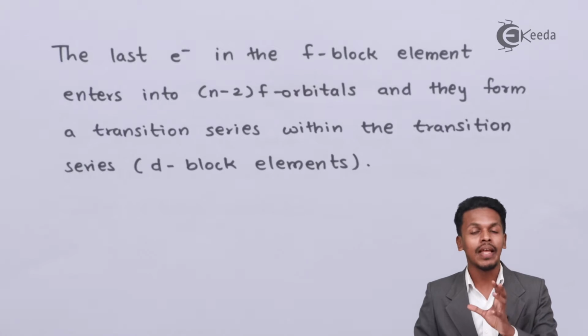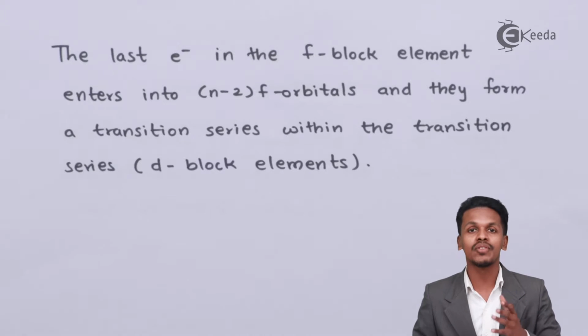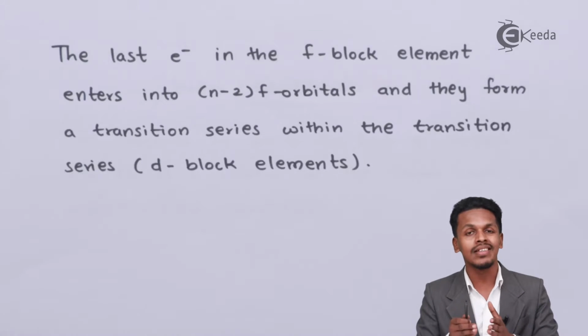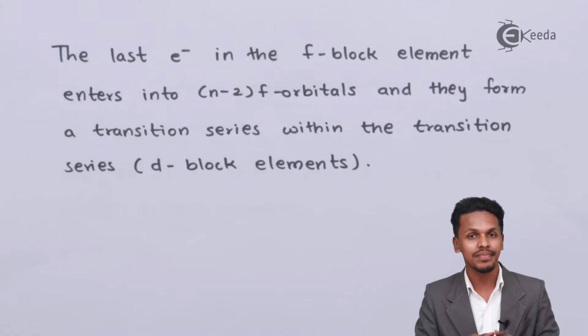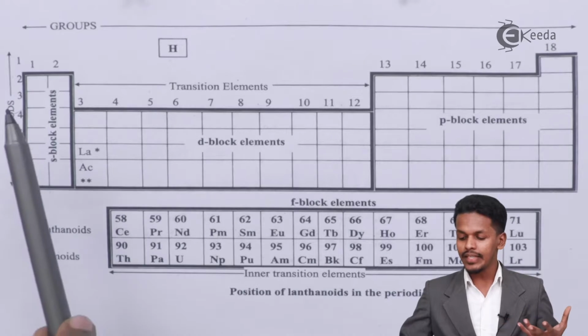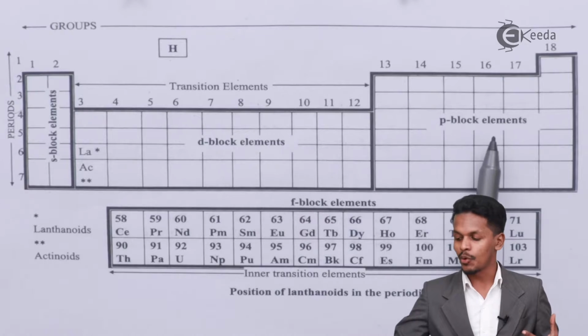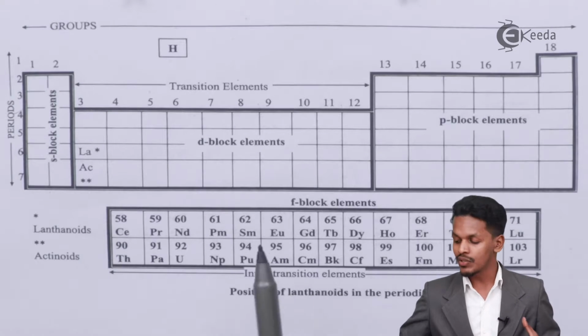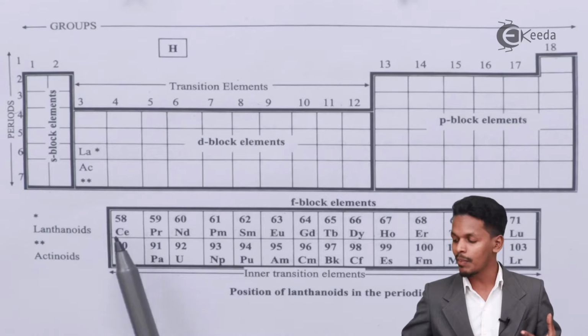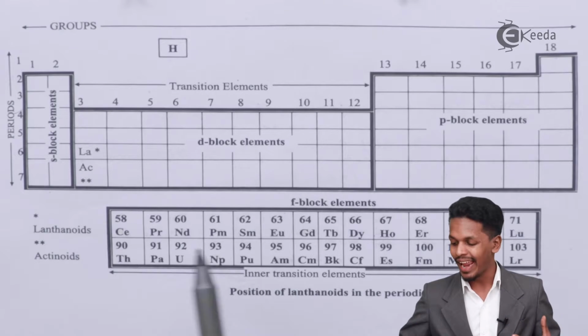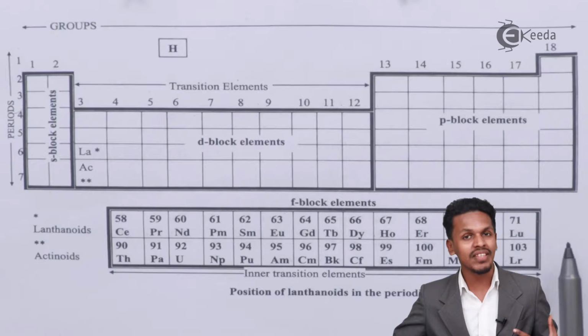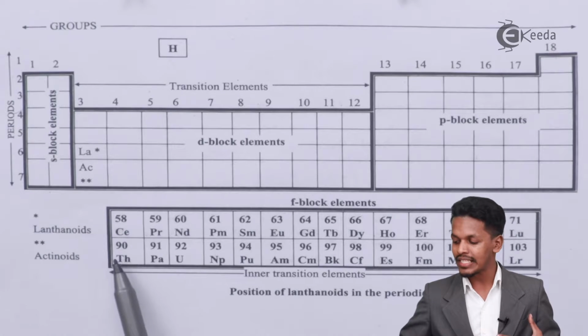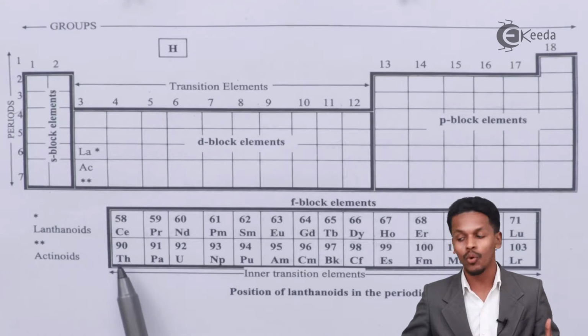For that we have a diagram of the periodic table so that you can understand where these F block elements are present. So friends, as we have discussed the S block elements, the P block elements and the D block elements, now we are going to talk about the F block elements. The F block elements start with cerium and end with lutetium, and this is known as the 4F series. The 5F series starts with thorium and ends with lawrencium.